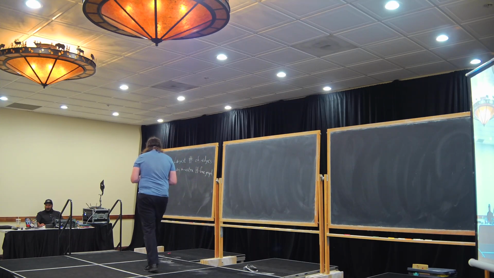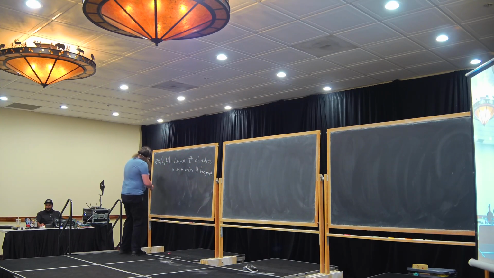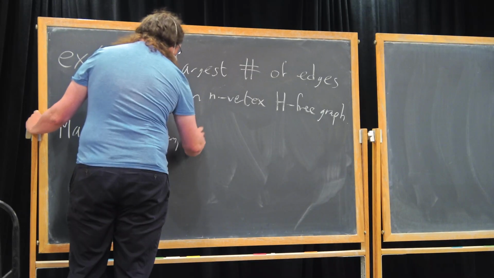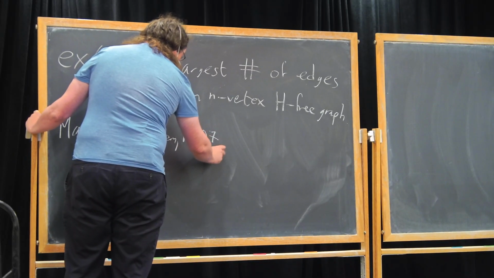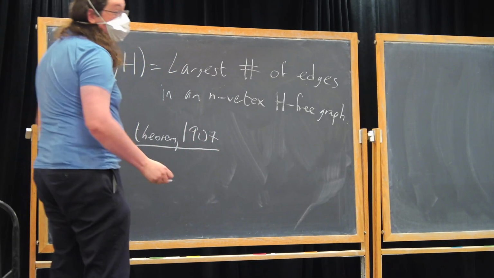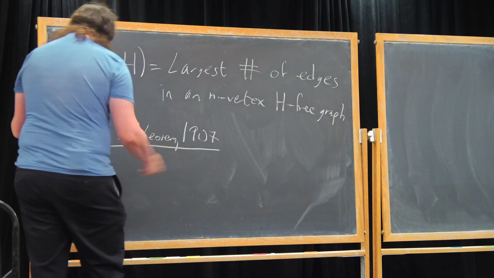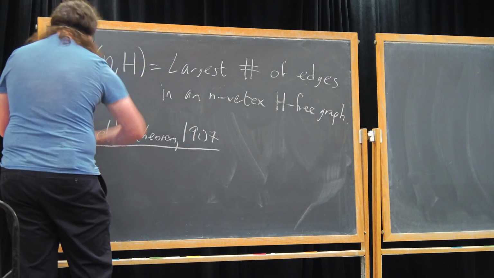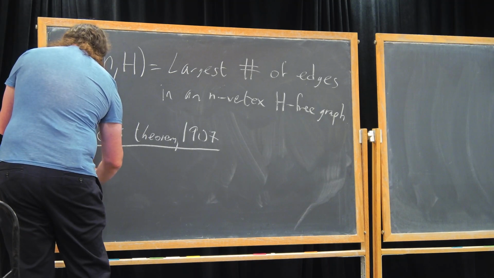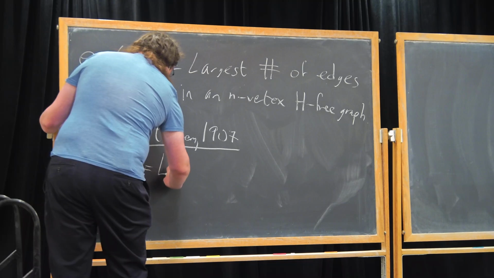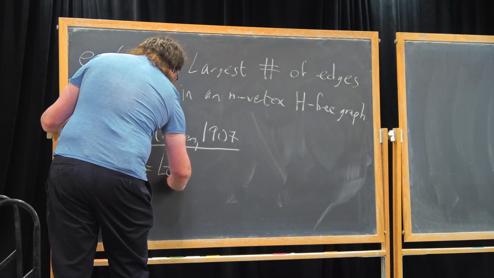So the basic result in the field, which goes back to 1907, is a result of Mantel. It's in a Norwegian journal, and it's actually in the journal as a problem, just as a fun problem. But the result basically states, in these terms, that the extremal number of K3 is equal to the floor of n squared over 4.